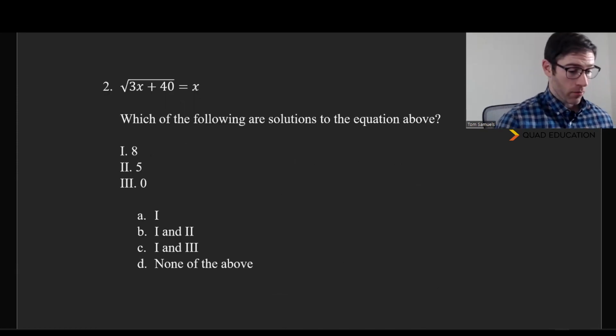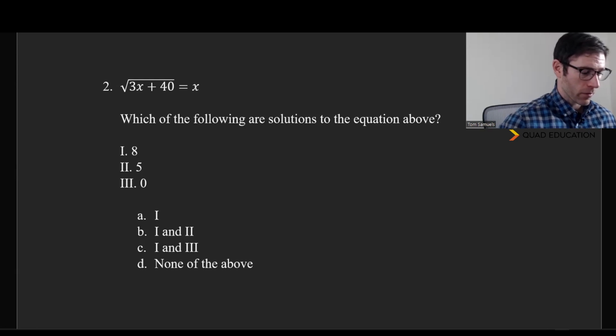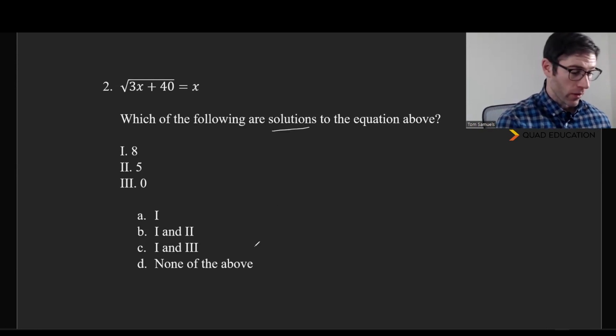All right, second practice problem here. Go ahead and try this and see how you do. All right, let's take a look. So we've got the square root of 3x plus 40 equals x, and what are the solutions to that? Having seen the root, hopefully you didn't try to solve this all out. So let's see how this goes.